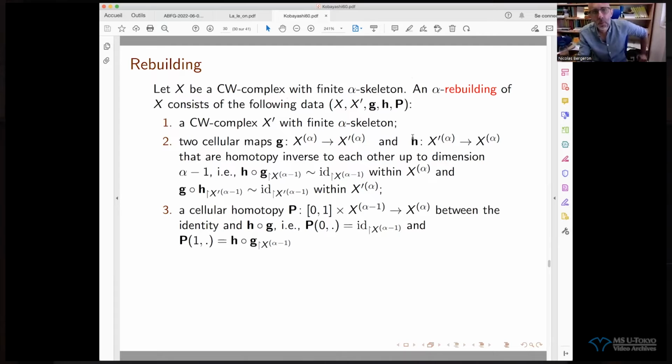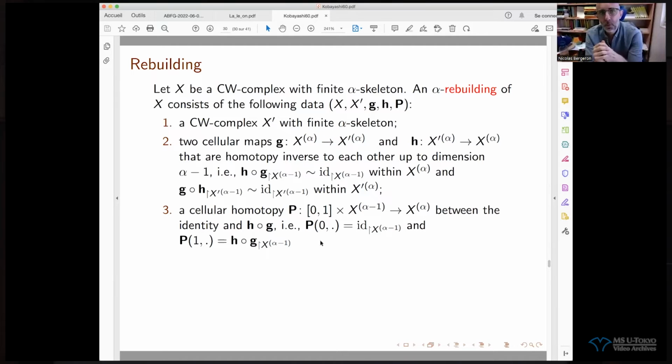and two cellular maps between the alpha skeletons, and the homotopy. So the two cellular maps are just here to say that the two complexes are homotopy inverse up to degree alpha, but we have to remember the map and how we pass from one to the other. We have to remember the homotopy at least up to degree alpha minus 1.